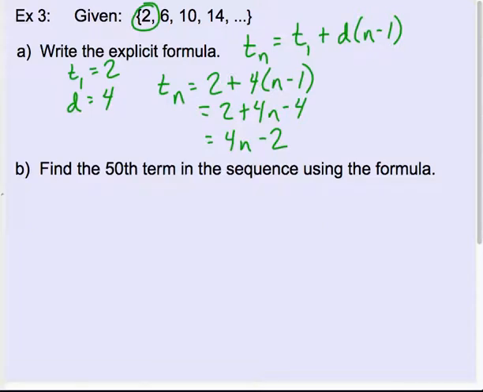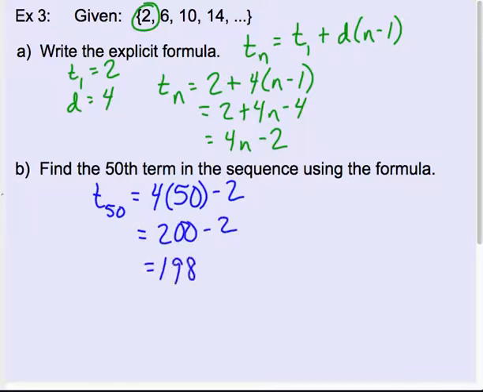So to find the 50th term in our sequence, t sub 50 would equal 4 times 50 minus 2. 4 times 50 gives us 200. When we subtract 2, we get 198.